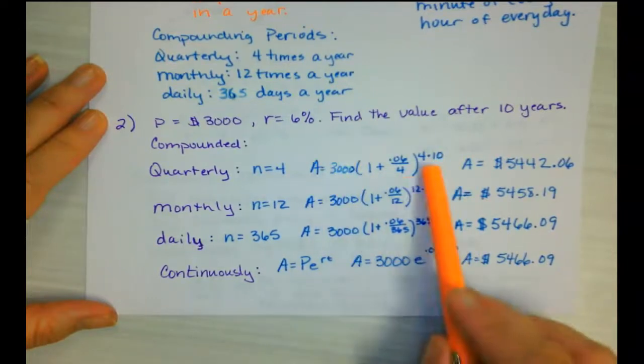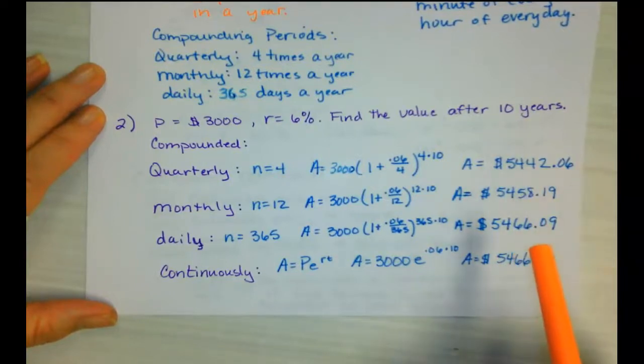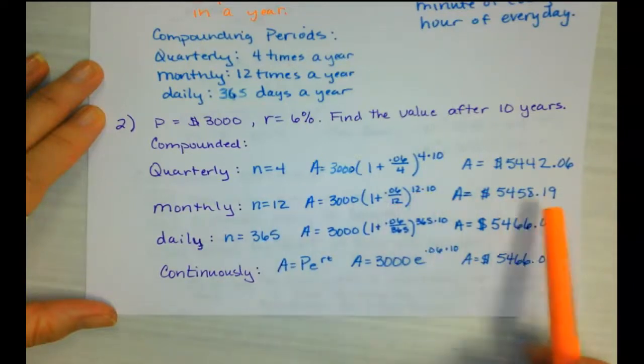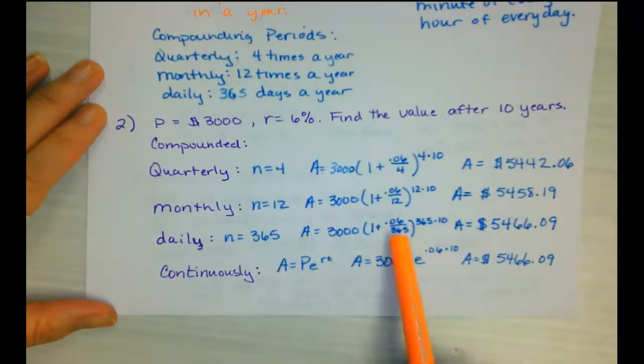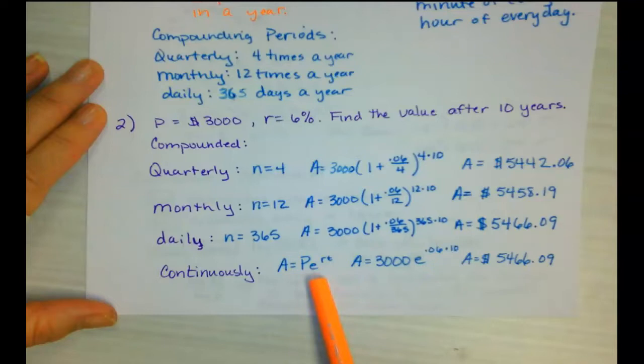So I can put this in a calculator and evaluate it, and I get $5,442.60. Okay, so then I just calculate again monthly, change the 4 to a 12. I get a little bit higher amount. Change it to daily. I change the 12 to a 365. I get a little bit higher amount. So this is what it is daily. If I use the compounding continuous formula, that's the PERT formula. So the principal is 3,000. The rate is 0.06. The percentage is a decimal. And the time is 10 years.